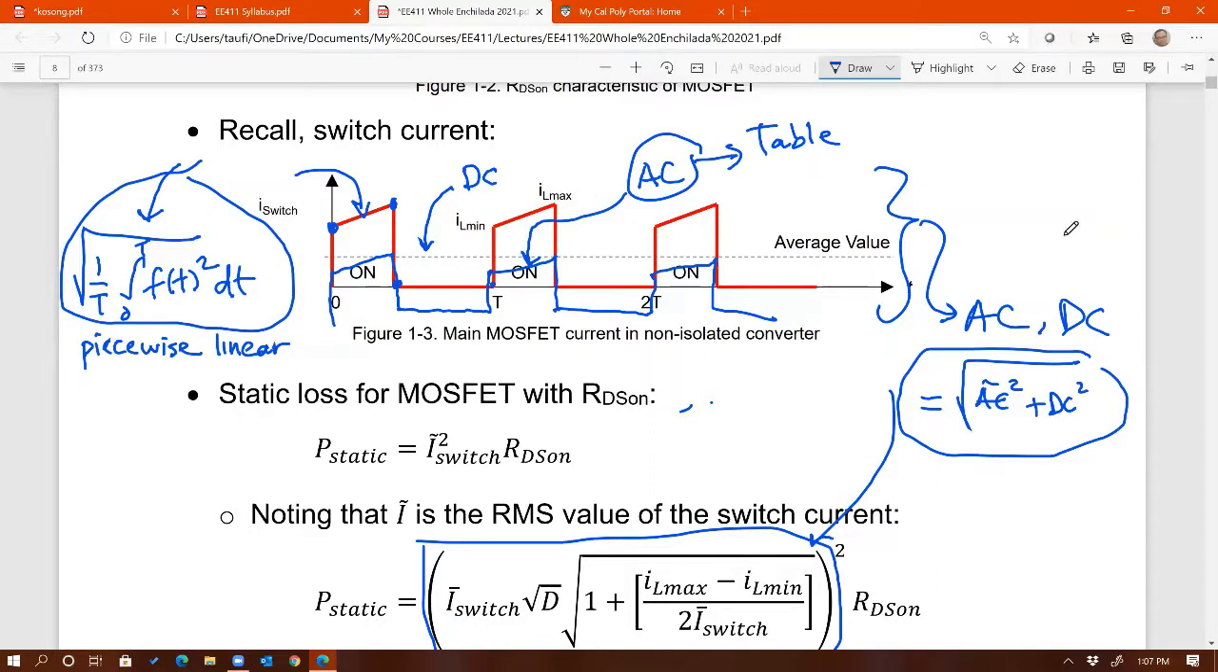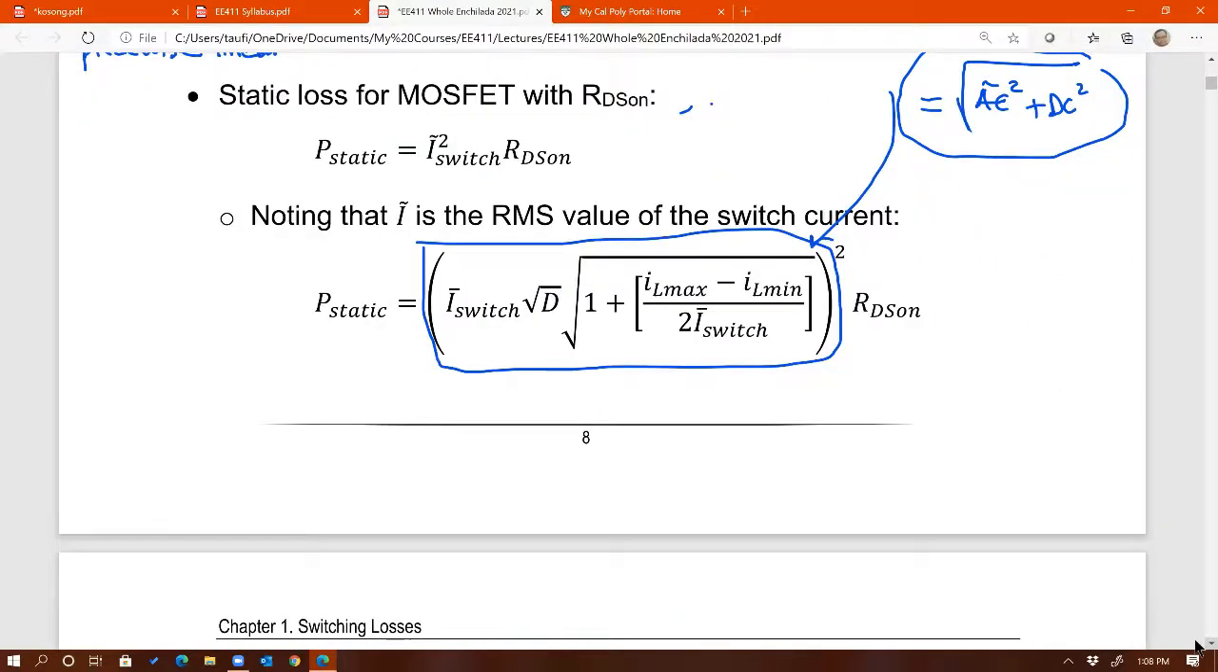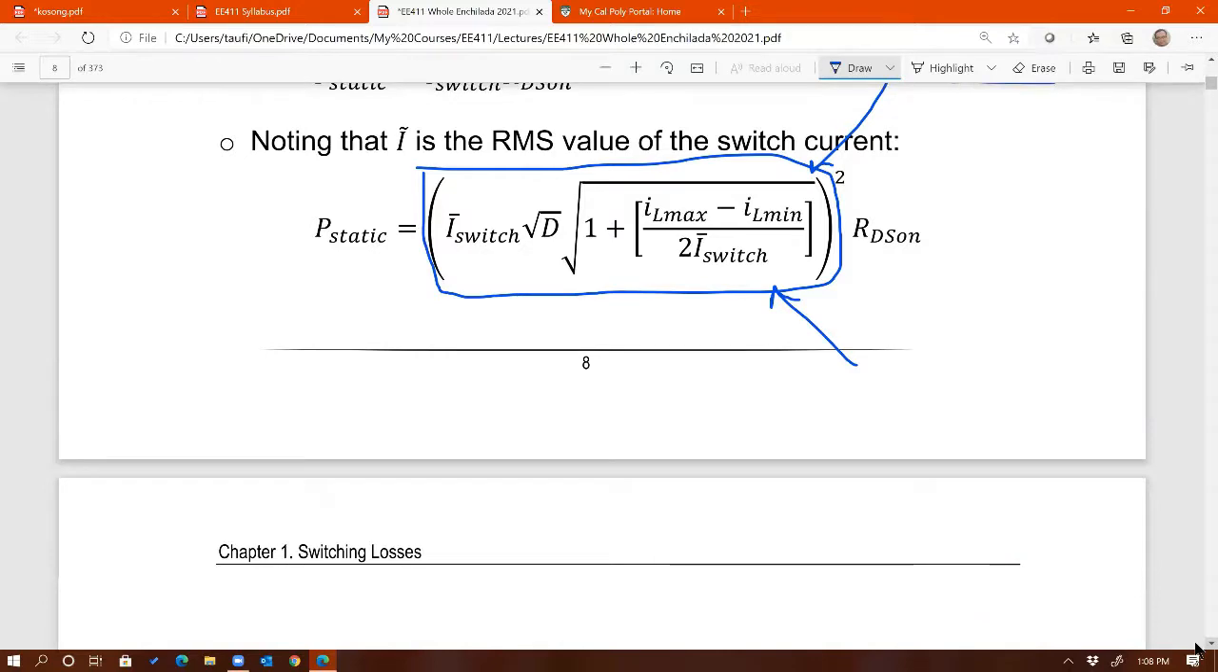Okay. Any questions on this? This is just a review from EE411. So those are the three different ways to find the total RMS component of a waveform. All right. So that's how I would find this. I don't remember how I find this. Most likely from a table as well. Okay.